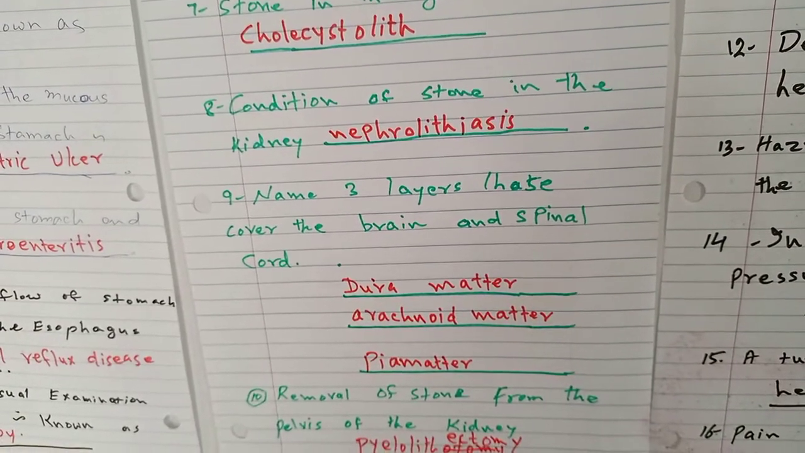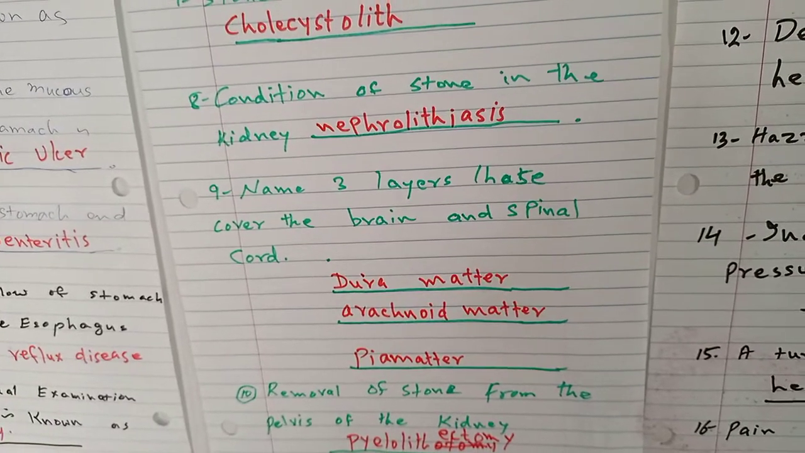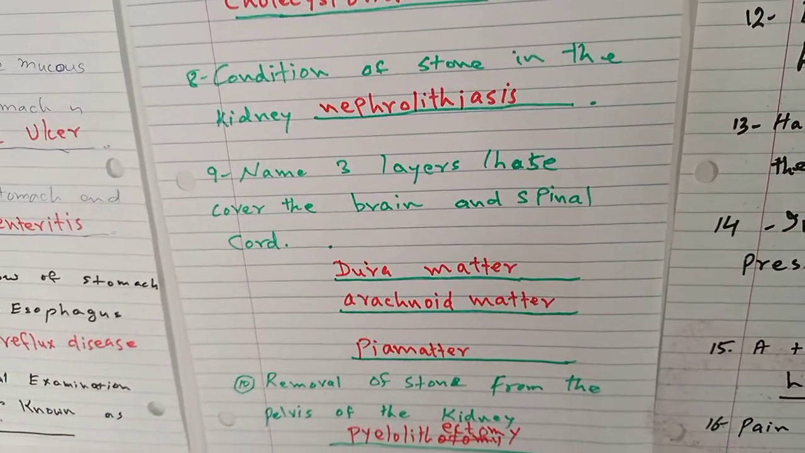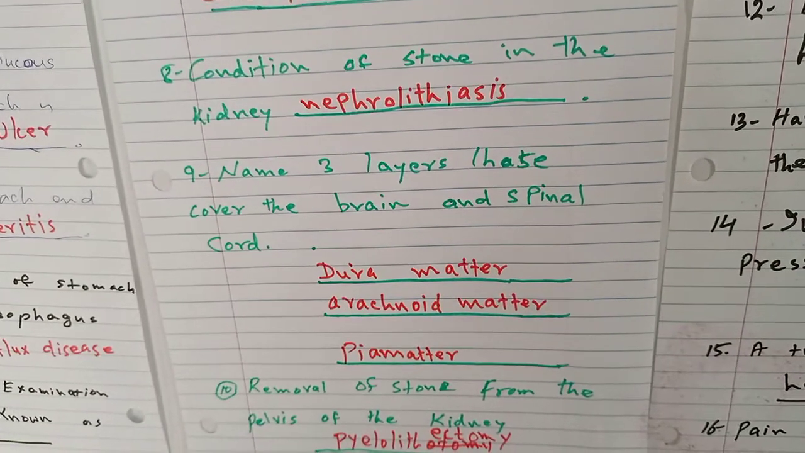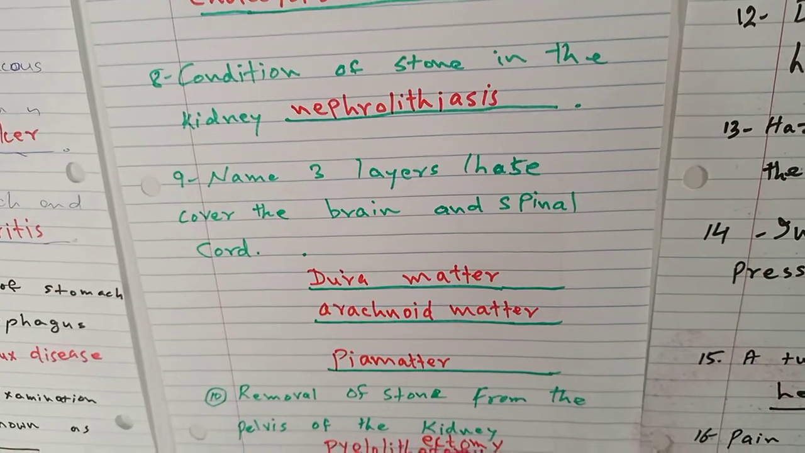10. Removal of the stone from the pelvis of the kidney: pyelolithectomy. Pyelo is pelvis of the kidney, lith is stone, ectomy means surgical removal. Pyelolithectomy is removal of the stone from the pelvis of the kidney.